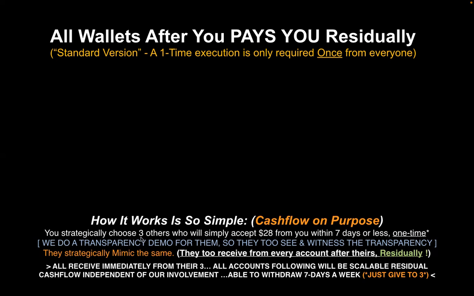You strategically will choose 3 others who will simply accept $28 from you within 7 days or less, one time. Now, the only reason we have that 7 days is not that some people don't go more than 7 days. It's just we understand money loves speed. And the quicker we have people get this out of the way, they've done their part and they continue to receive money, okay? And so, yes, we do express a little urgency. That's only because we want to get people cash flowing right away, okay?